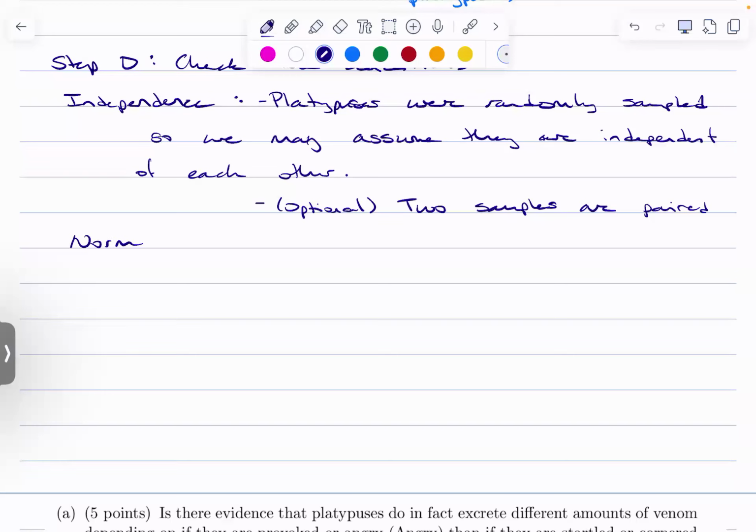And then the normality condition. If n is less than 30, then we need to argue that I sampled from a nearly normal distribution, and so it should be okay. Or you can make a histogram of your observations, and if they look nearly normal, then you're good to go. But we have n diff of 32, which is greater than or equal to 30. So we may assume normality.